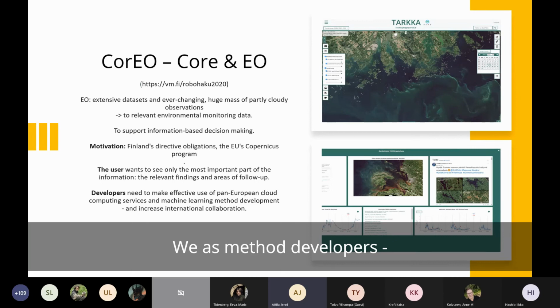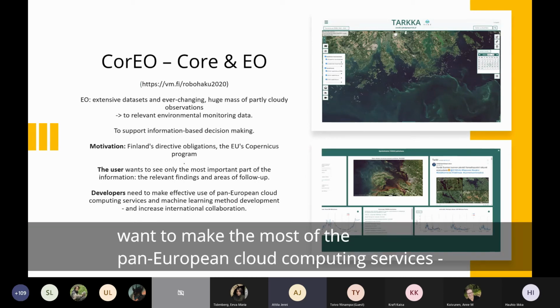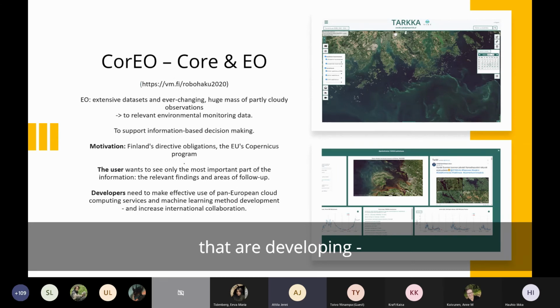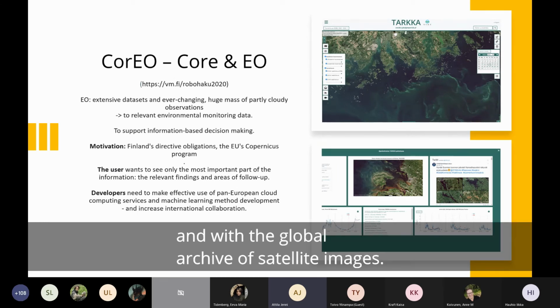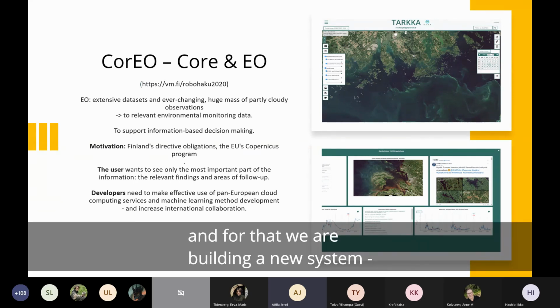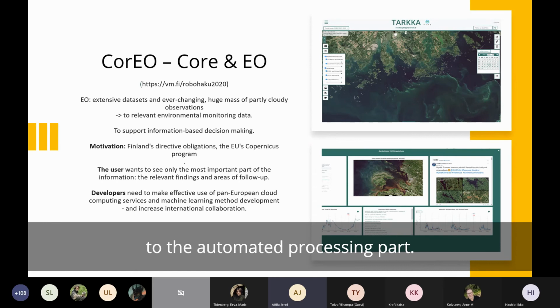And we as method developers, we want to make the most of the pan-European cloud computing services that are now, sorry for the voice, developing, and with the global archive of satellite images. And we also want to speed up our development and experiments with machine learning methods. And for that, we are building a new system for integrating our research and experiments with functional machine learning methods into the automated processing as part of it.